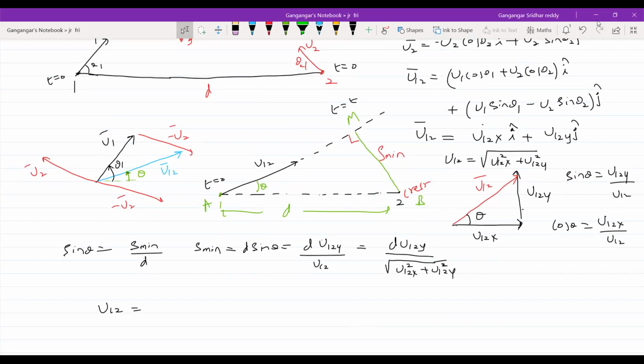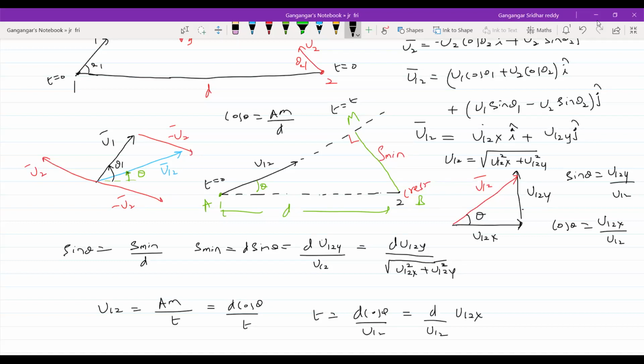So U12 is equal to AM by T, no? That T, this is. So what is AM? From this triangle, cos theta equals AM by D. So AM is equal to D cos theta. So what is T equal to? T is equal to D cos theta by U12. What is cos theta? U12x by U12. So this will be our answer.